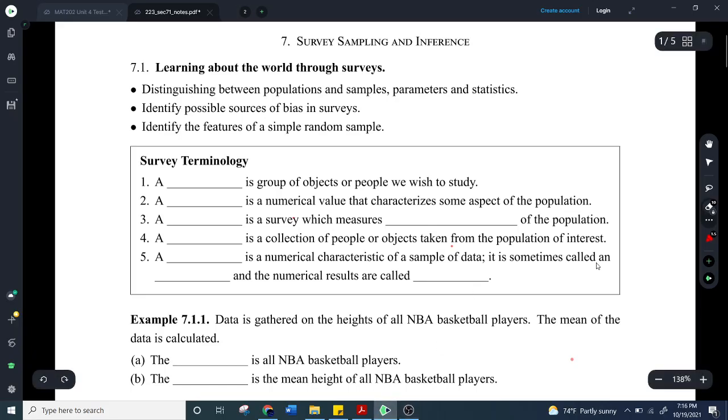We're going to start Chapter 7, and Chapter 7 is the beginning of our last unit this semester, and we're looking at inference and making inferences about a population based on a sample. So this first section, we're just looking at several definitions that relate to when we take a survey. So imagine when we poll people, say on who they're going to vote for or their opinion on a particular issue. This is what we're talking about in this section.